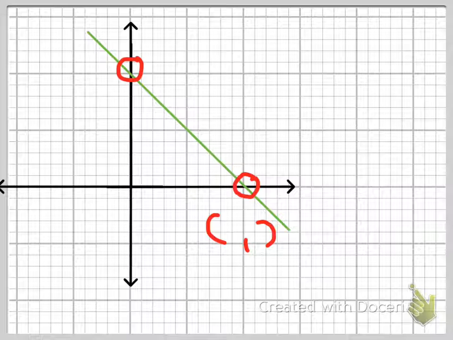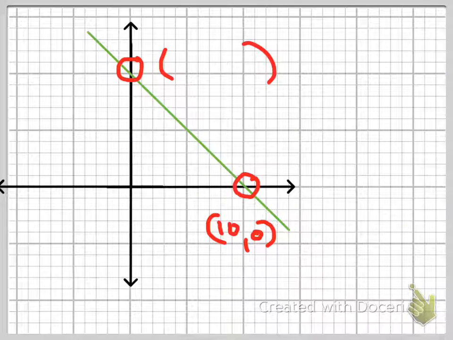It would be 1, 2, 3, 4, 5, 10. And then 10 comma what? 0. Very good. And this one? 10. Where do I put the 10? Do I put it with the x or the y? On the y. And then what do I put in the place of the x? 0. Okay.